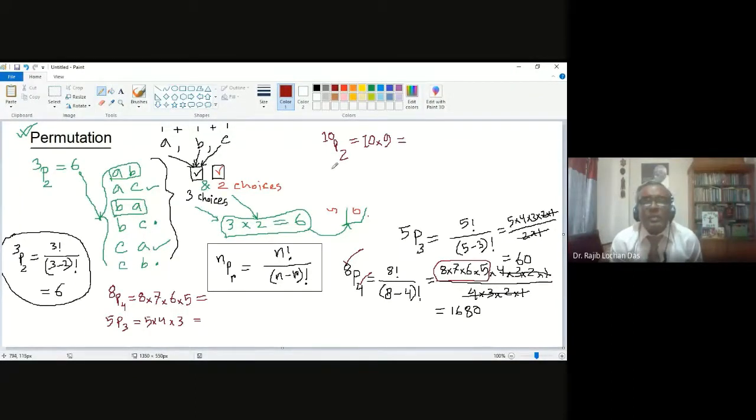Okay. If you need 11P3, then you will write 11 into 10 into 9. That's it. Finish. Done. You got my point? Yes, sir. So this is how you handle the formula.